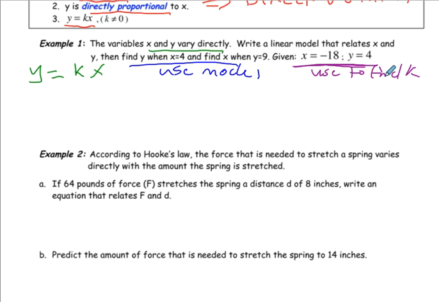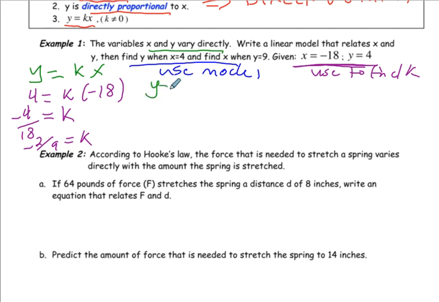In this case, we're told that x equals negative 18 when y is 4. So we have 4 is equal to k times negative 18. Divide both sides by negative 18, and k is negative 4 over 18, which simplifies to negative 2/9. Now we substitute this back in to write our model. So we have y equals negative 2/9 x. That's our model. That's the first part of the problem. And then we're asked to use the model.